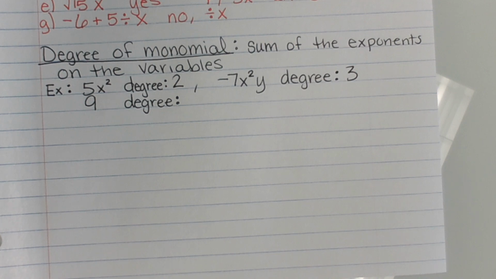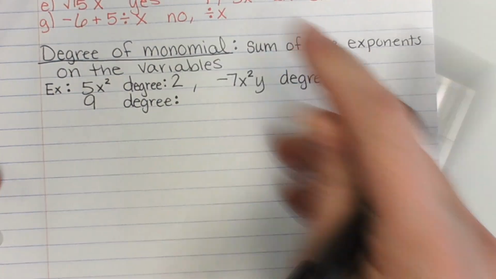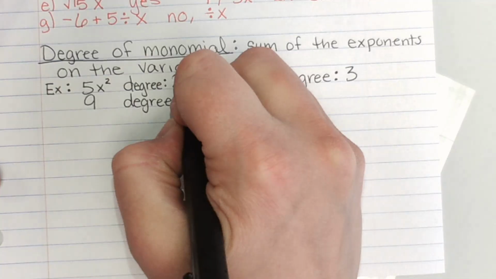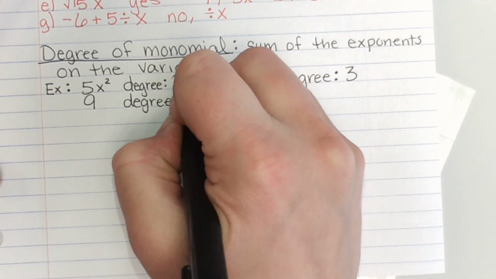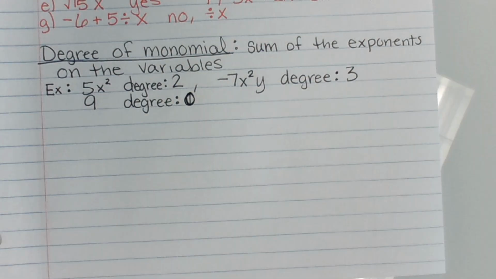It has to do with the fact that technically I can write 9 as a coefficient of x to the 0th power. Because what's anything to the power of 0? 1. So this is all of a sudden 9 times 1. Would you agree with me that 9 is 9 times 1? Yes. So I could have written it that way, which would have made the degree 0. Constants are always of degree 0.